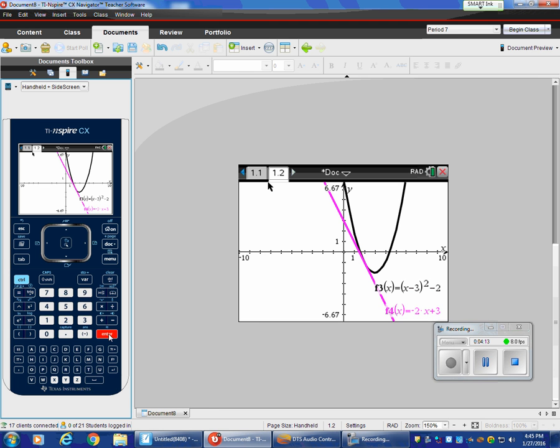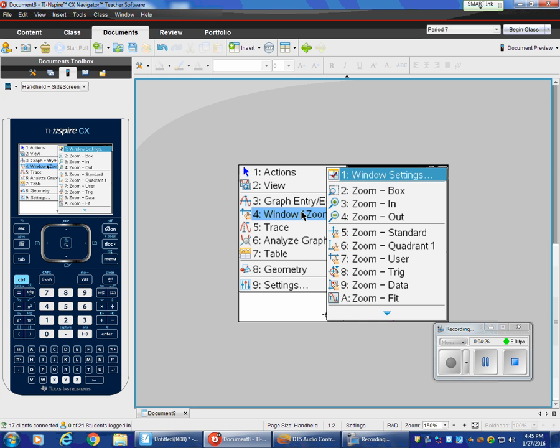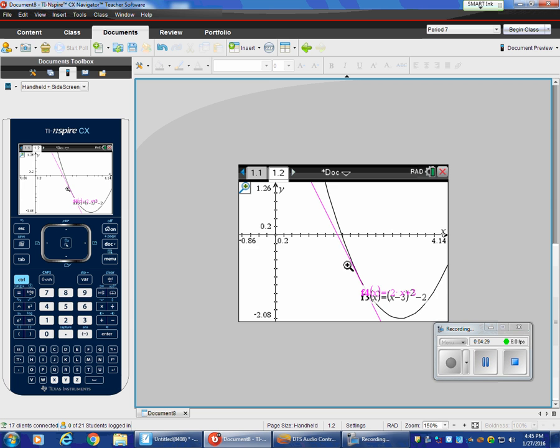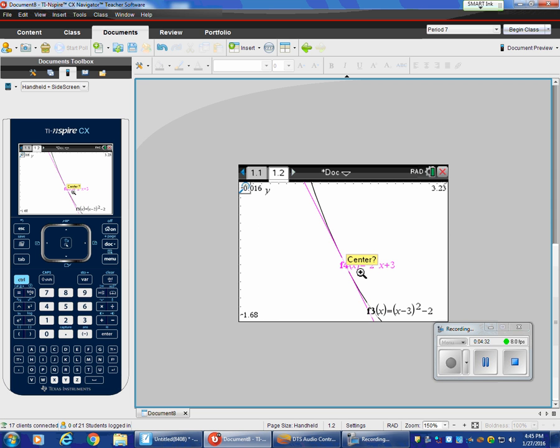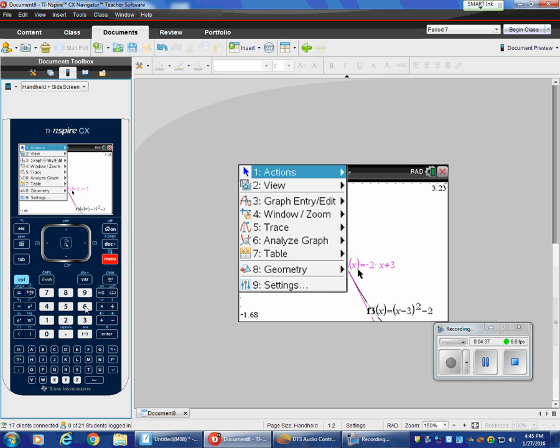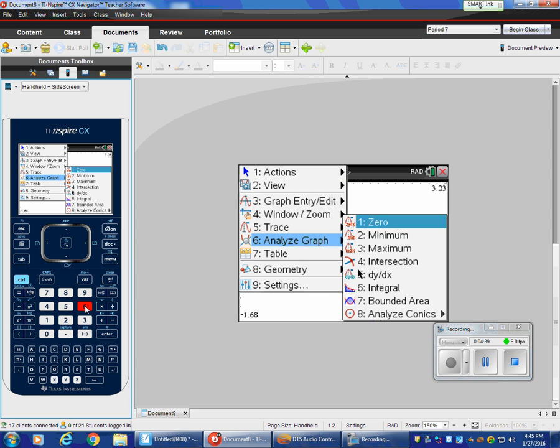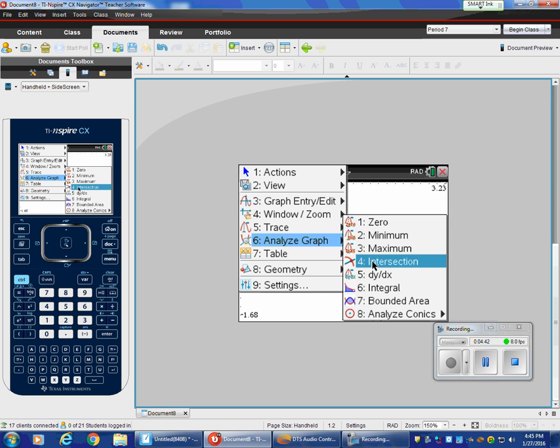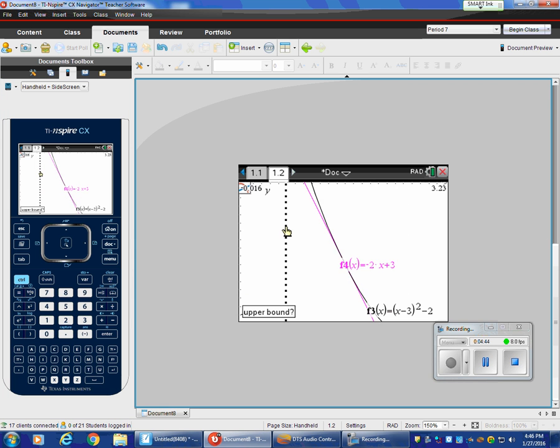What we can see is it looks like it's touching in one location. Sometimes it could be two, but in this case, the line is tangent to the graph, which means it touches it in just one location. If I wanted to be sure, I can zoom in. And so we can kind of see that it's crossing through there. I can now find my intersection. Remember, menu, 6. We're going to analyze the graph, and we want to find an intersection point. So 4. Okay. And it's showing me the one intersection point of 2, negative 1.